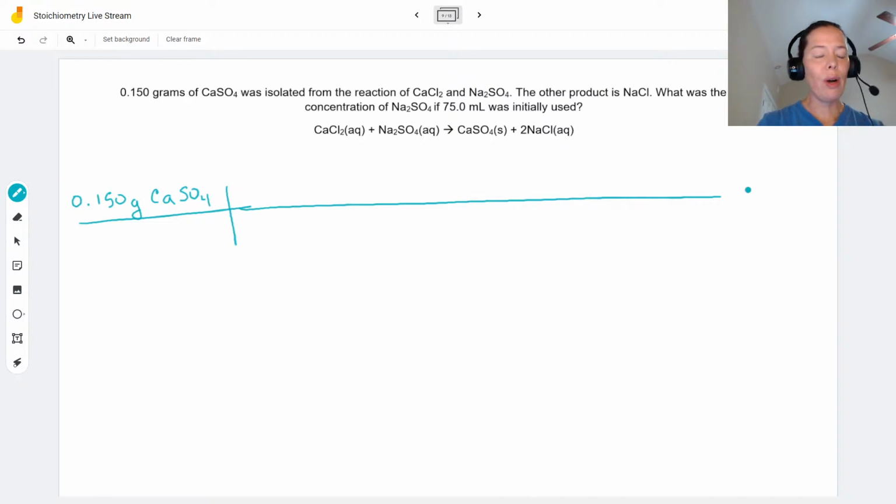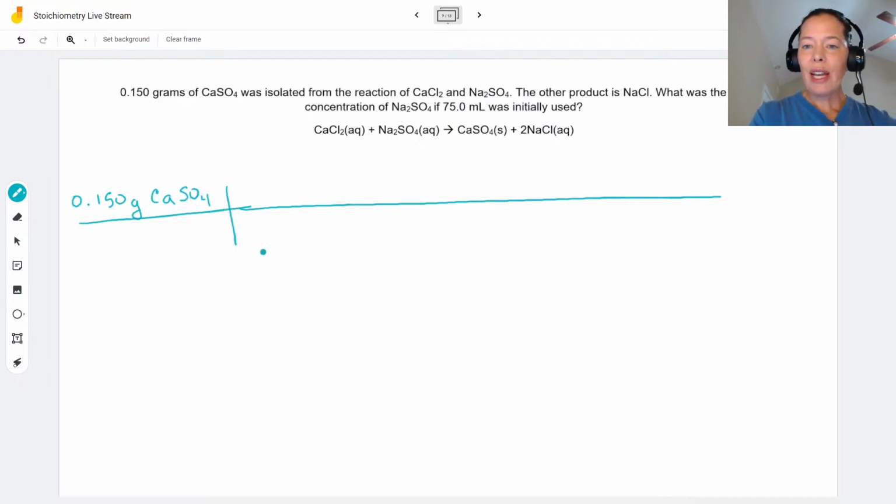Okay, so I know I'm going to use a mole ratio here. I've got grams, so getting to moles is pretty easy. So let's go ahead and convert to moles and then put our mole ratio in, and we'll deal with the concentration side in a little bit. We don't have to deal with it right now.